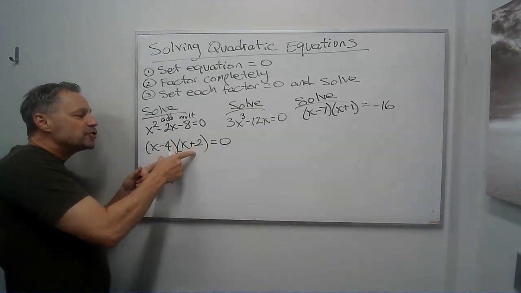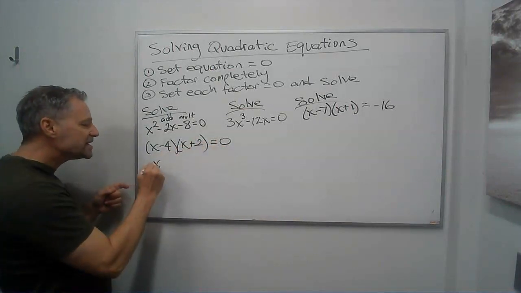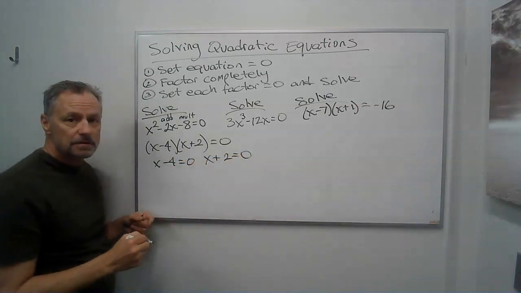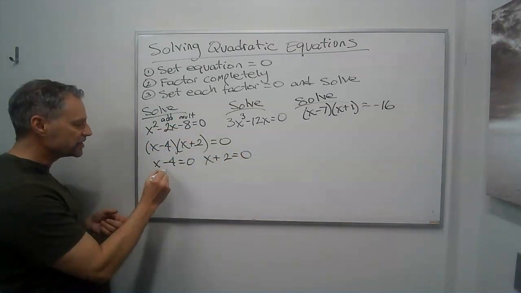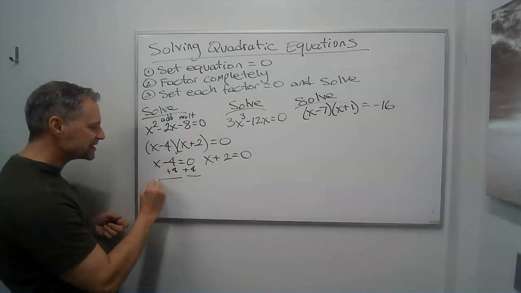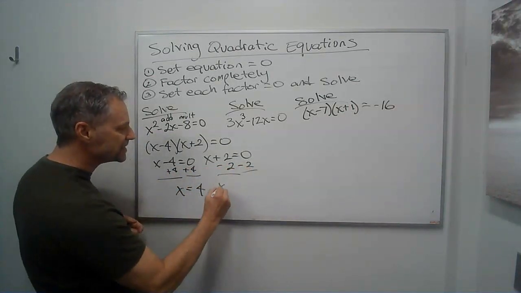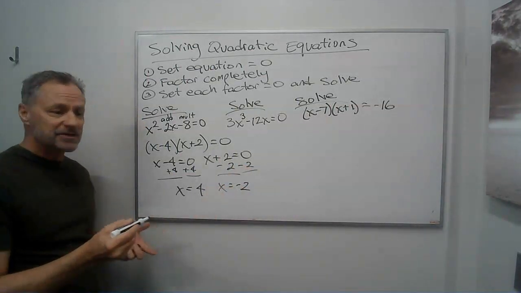But once I have two things multiplied to be 0, I know either the first one was equal to 0 or the second one was equal to 0. And now I just solve each of these individually. So I add 4 to both sides. I get x equals 4. I subtract 2 from both sides. I get x equals negative 2. Those are my two answers. I'm done.